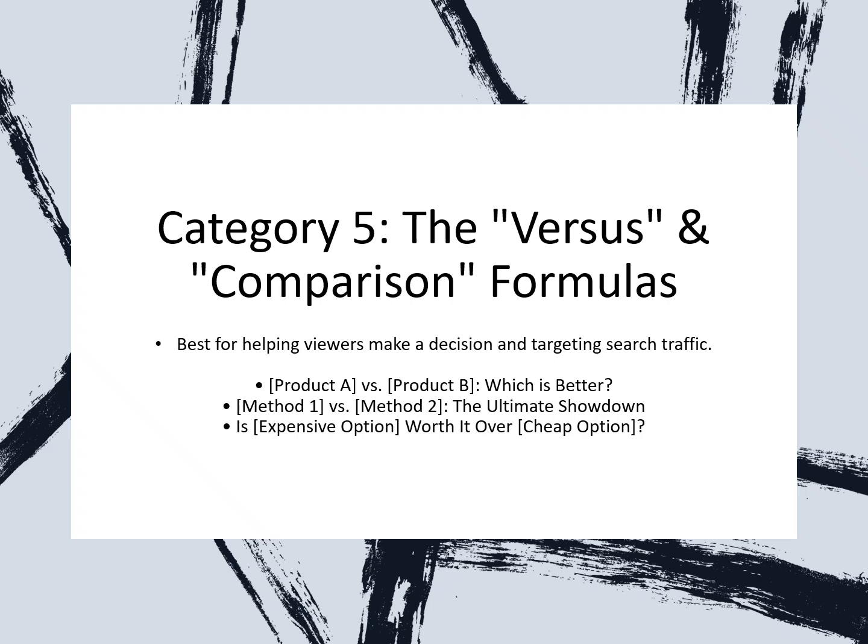And then let's go into the comparison formula. Let's just say, is the expensive option worth it over the cheap option? So let's give you an example. Is Grey Poupon worth it over mustard? Something like that. What's an expensive option worth it over a cheap option? So those are some of the formulas that I created. Let's move on.